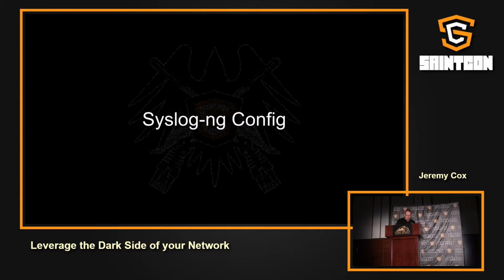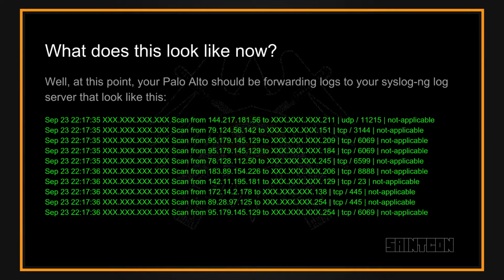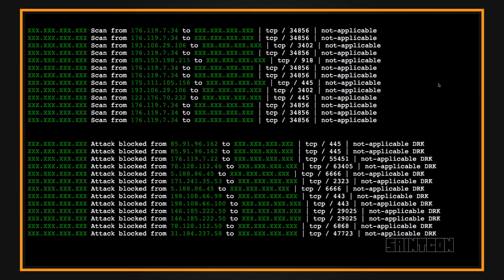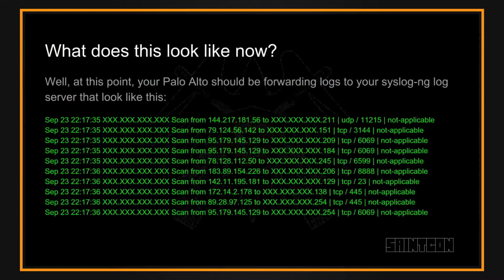So then we go into syslog-ng, and at this point, your Palo Alto should be forwarding logs to your syslog-ng server that looks something like this. Okay, so you should see logs. I've commented out the IP addresses. Now in the code, it's doing that as well. You notice that on the screen. Okay. That'll actually show IP addresses for you guys, but I did that for this presentation.